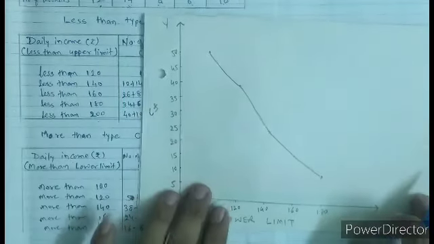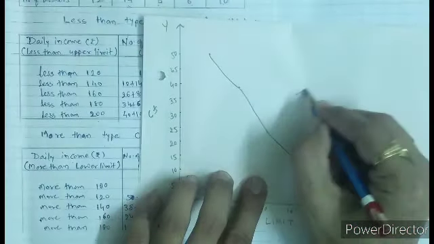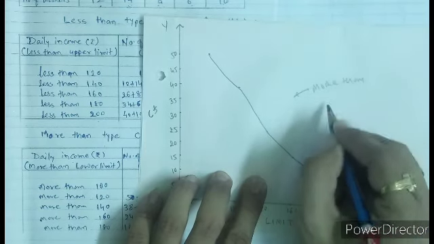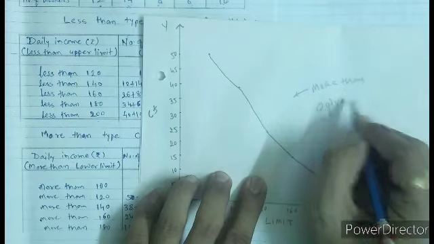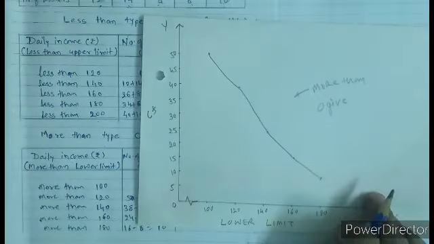So this is the way we get more than type of OGIVE. So we will write here, this is more than type of OGIVE, which goes downwards. So this was the explanation how we can form less than type and more than type of OGIVE curves.